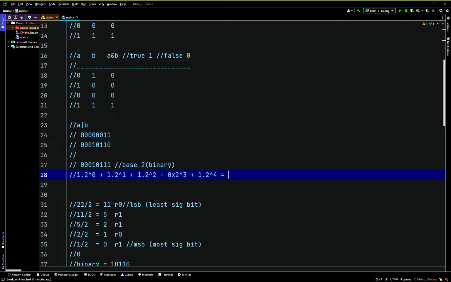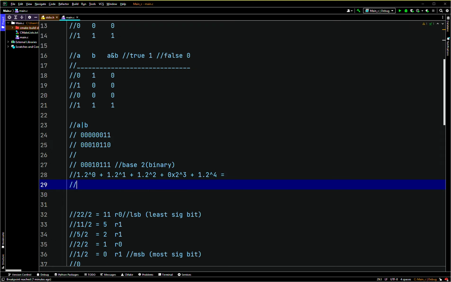So we have 1 times 2 to the power of 0, plus 1 times 2 to the power of 1, plus 1 times 2 to the power of 2, plus 0 times 2 to the power of 3, plus 1 times 2 to the power of 4. So this one's going to get cancelled out because it's just 0.